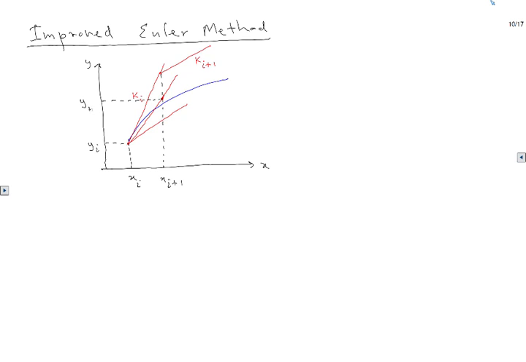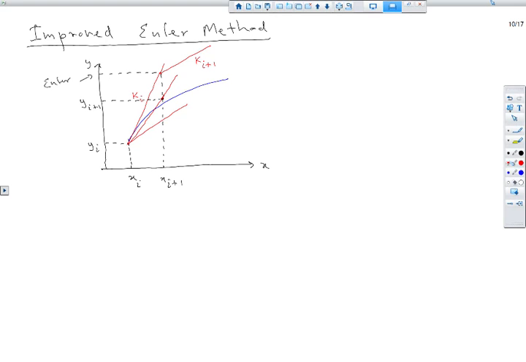So this is i plus 1. In Euler's method, what we used was this one. So this is the Euler's method. Euler method used this one. So the improved Euler used the bottom one, because you can see that is much closer to the actual answer. Okay, so that's the idea. It's a very simple idea.